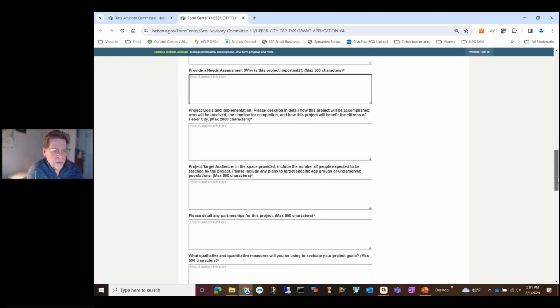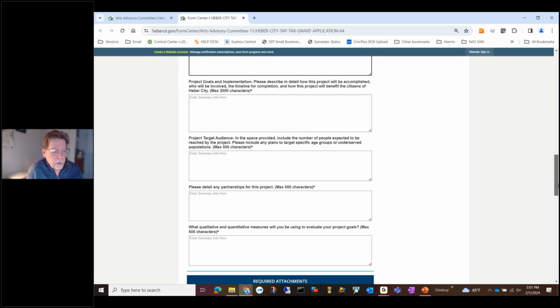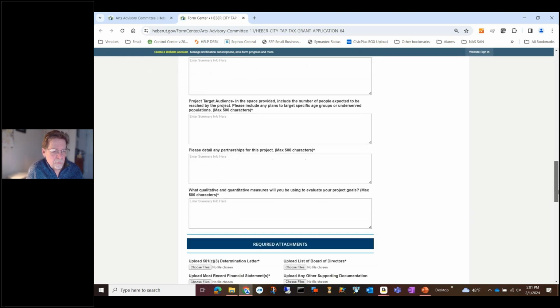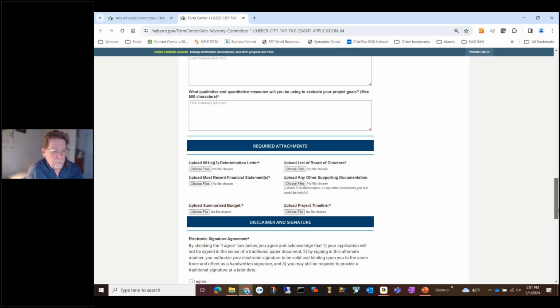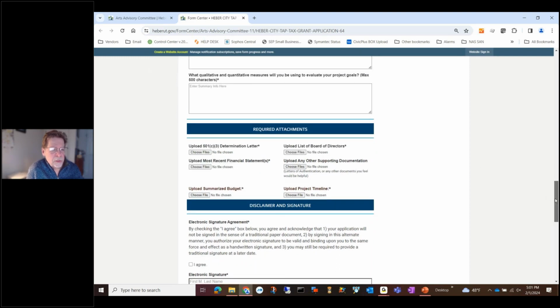It goes all through the same basic criteria we've already reviewed. Let's keep going down. Again, the qualitative and quantitative measures that you'll be using to evaluate your projects.